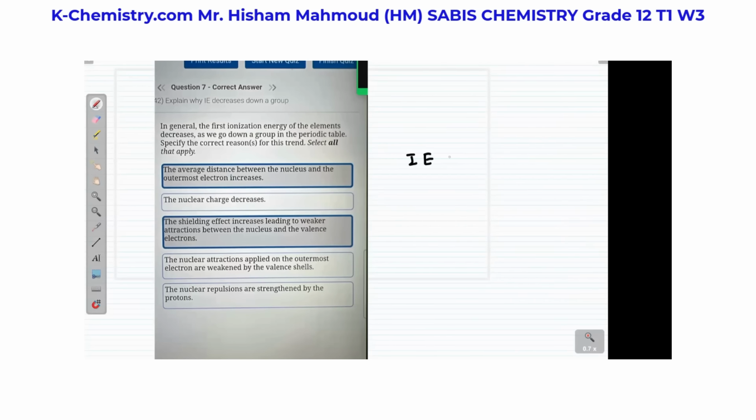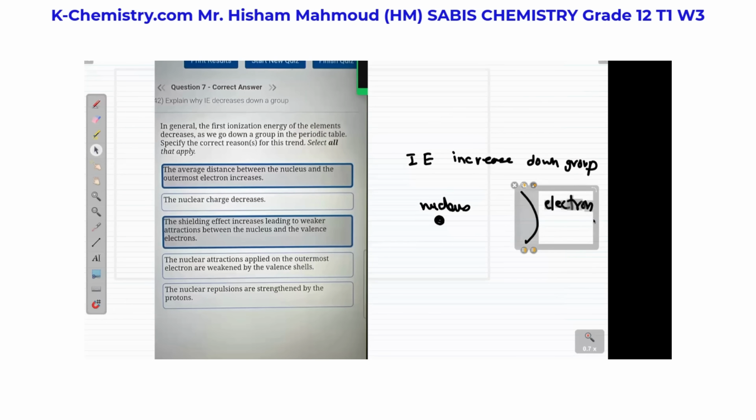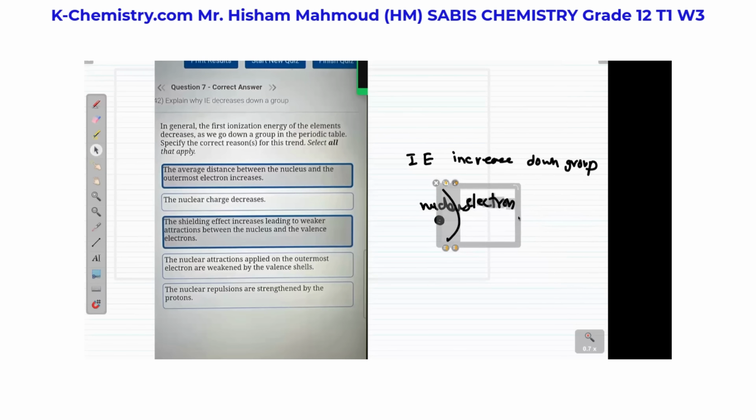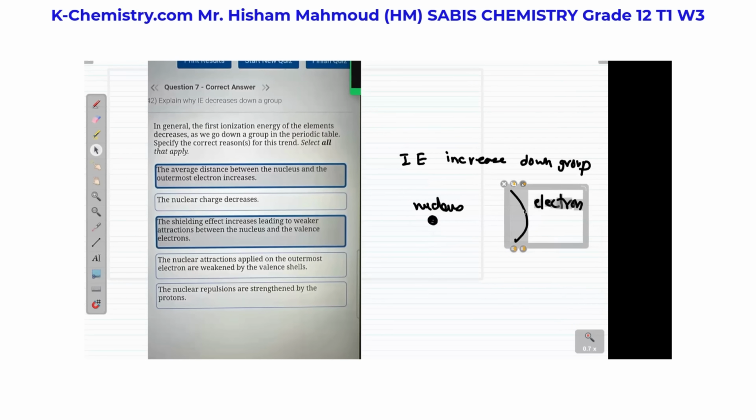So ionization energy decreases down the group. Why? Because the distance between the nucleus and the electron becomes far. The more the electron is far from the nucleus, the easier it is to remove. If the electron is here, it's very difficult to remove it because it's very close to the nucleus. But the more you get away from the nucleus, the easier it is to remove the electron.